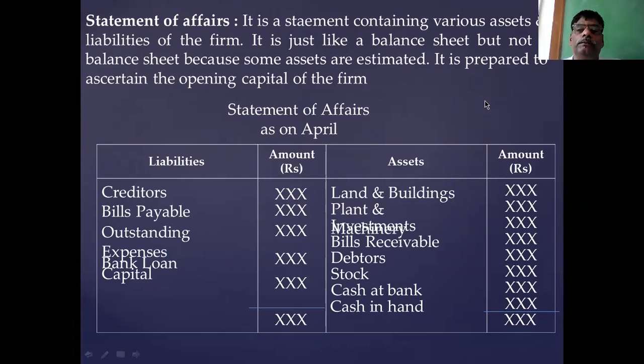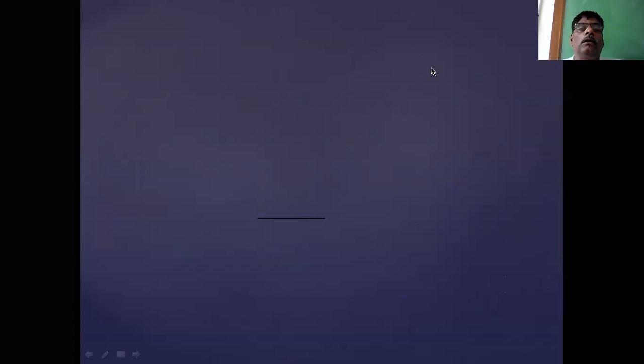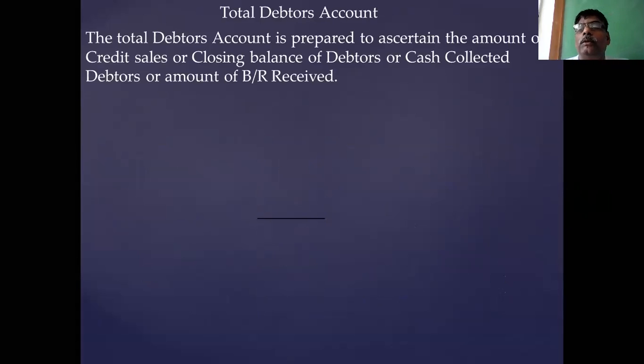This is the first one. Then next is trade debtors, the total debtors account. Why is the total debtors account prepared? This total debtors account is prepared to ascertain the amount of credit sale made during the year.